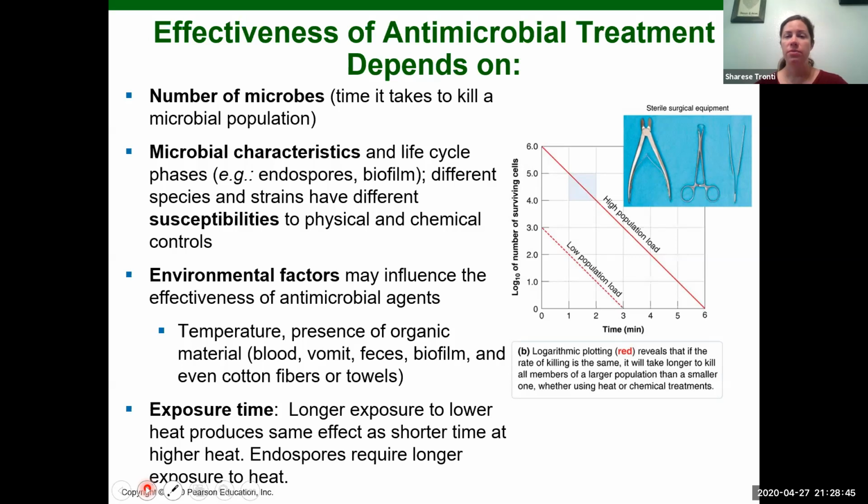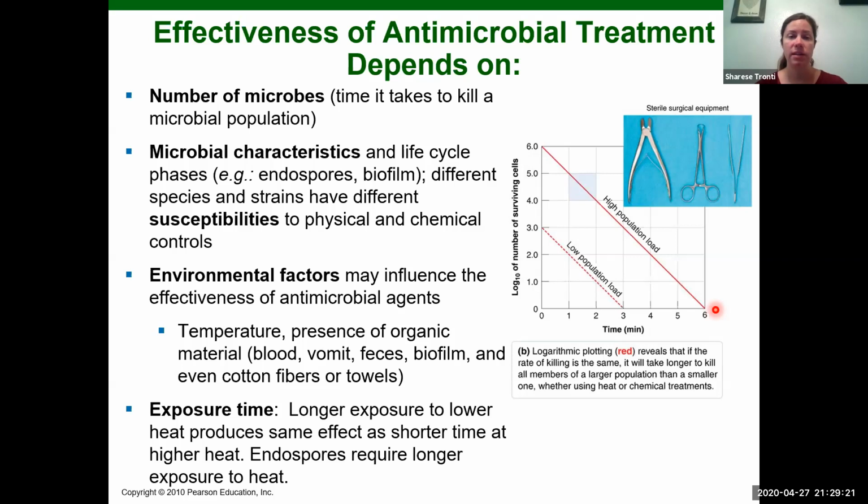Different things will affect whether antimicrobial treatment is effective, such as the number of microbes. The higher your initial population is, the longer it's going to take. That's what this graph is showing here. If we have a higher population to begin with, it's going to take longer to kill them all.